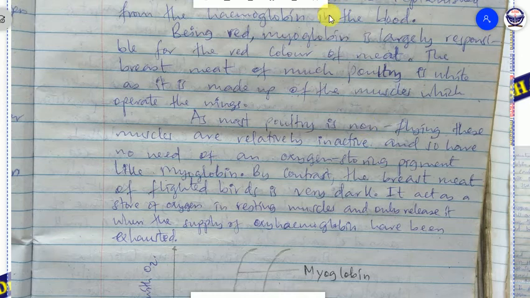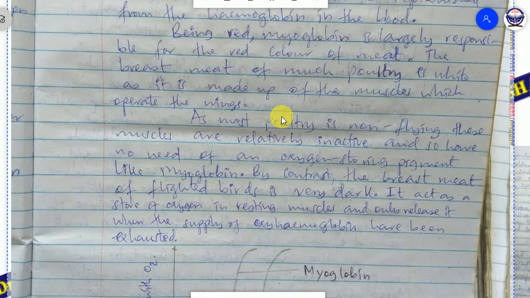So myoglobin is largely responsible for the red color of meat. Ndio maana nimekwambia wanaosema nyama nyekundu, it is because of the presence of myoglobin. The breast meat of much poultry is white, as it is made up of the muscles which operate the wings. Kwa hiyo unakuta kwamba ndege wanakuwa na misuli myeupe kwa sababu ile misuli ndio ina operate wings, yaani mabawa.